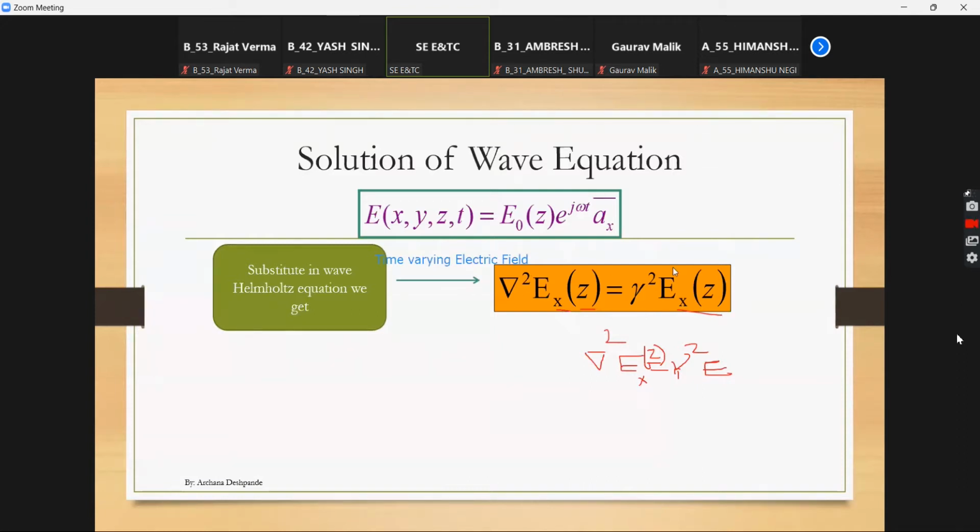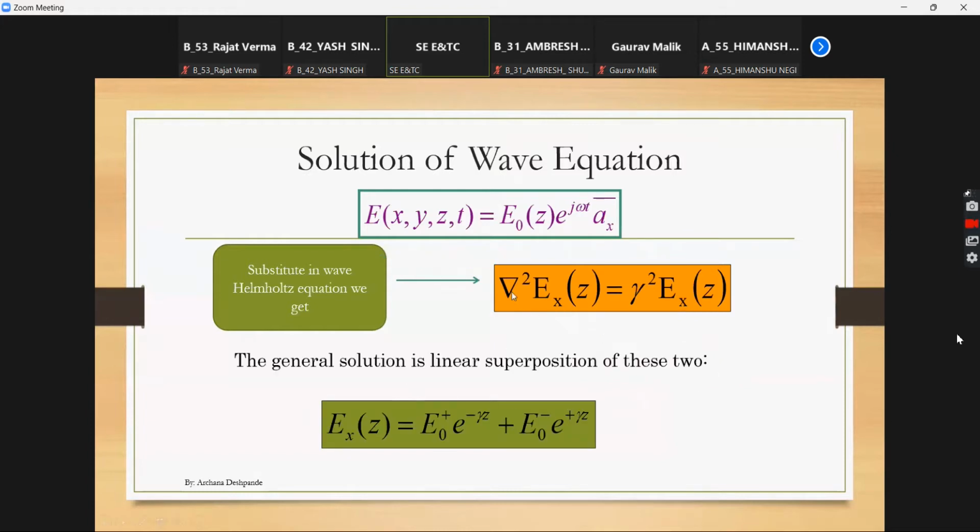Okay. So this is my wave equation. So this is del square. This is a double order differential equation. So obviously, in a double order differential equation, I am going to have two terms. So what is this term? This term is E0 plus E raised to minus gamma Z. This is E0 minus E raised to plus gamma Z. So this particular wave is going to be a superposition of two waves. These are two waves.